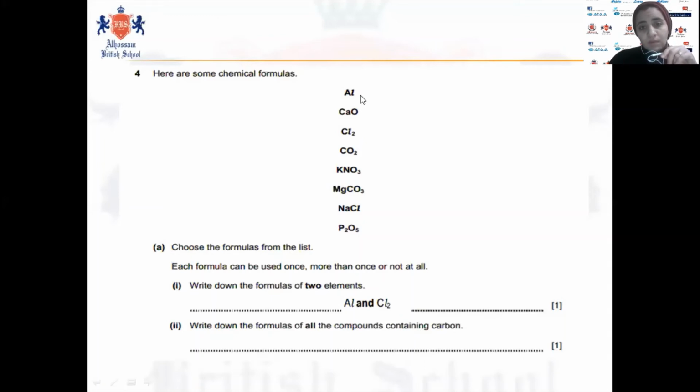Carbon. Okay. The first one. Carbon dioxide. And the sixth one. Magnesium carbonate. You mean magnesium carbonate? Yes. Okay, excellent. So carbon dioxide and magnesium carbonate. Excellent.